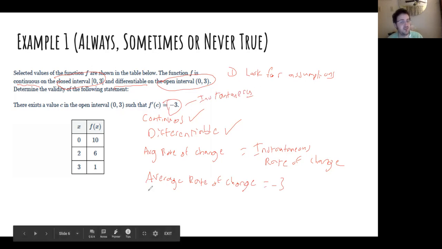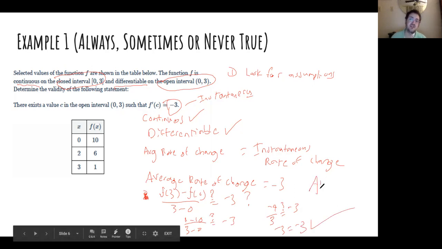So let's actually compute some average rates of change. Our formula for this would be f of 3 minus f of 0 over 3 minus 0 equals negative 3. So I have 1 minus 10 over 3 minus 0 equals negative 3. And you could put little question marks over the equal sign. What I see here is negative 9 over 3 equals negative 3. And it looks like it does equal that. So the answer is always true.